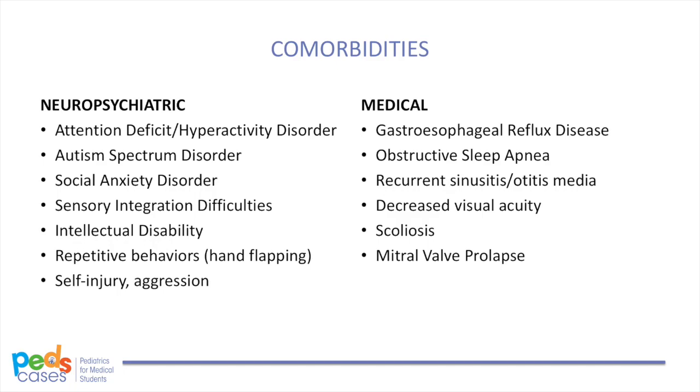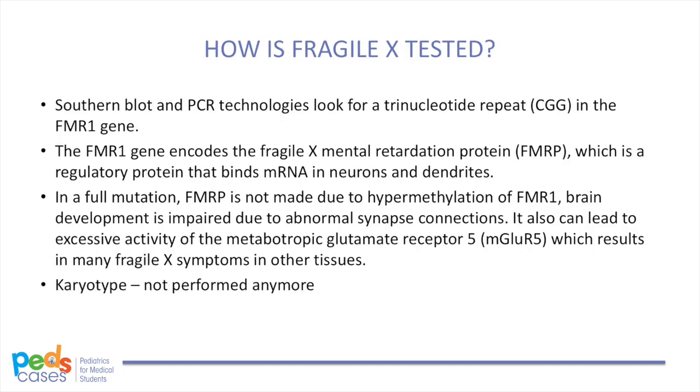Now let's talk about how you are going to go about diagnosing this child and narrowing the differential diagnosis. What tests are you going to order? I might get a karyotype, maybe a PCR looking for a specific gene for Fragile X. I have the results he came with.